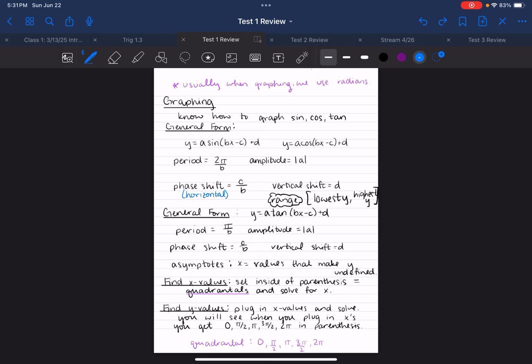So I'll do that. And also remember that if you ever need more points, for instance with tangent, we need more than just the quadrantal points. So what we do for that is we take two of our points, add them together, divide by 2, and then we can find more points in between.